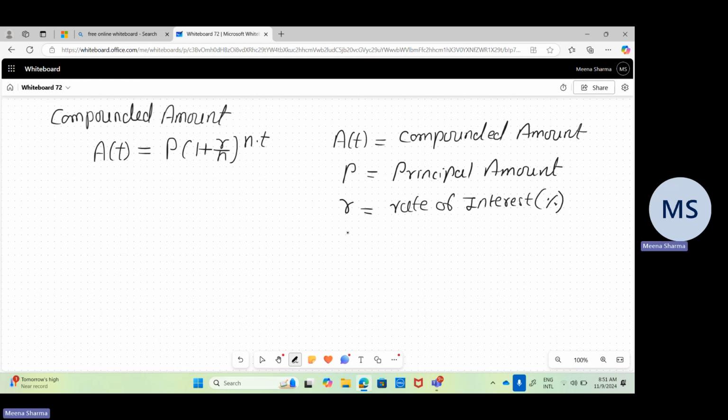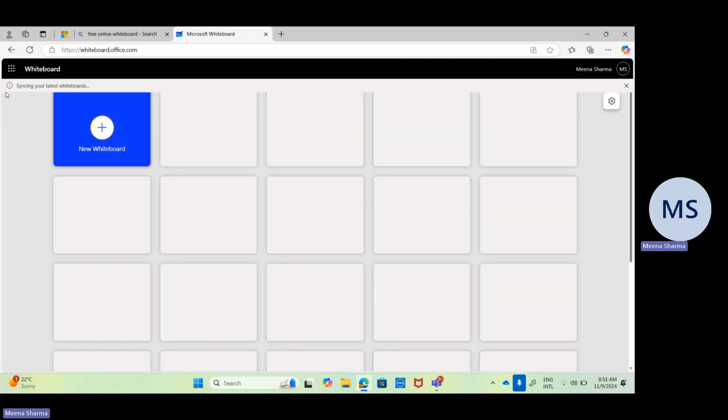And we all know that T equal to time. Time will come generally in years and sometimes in months, maybe weekly, but generally it is in years. All right, so this is the formula for compound amount. Let's take one example and then we will learn how to find it.